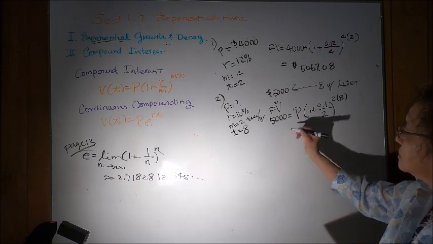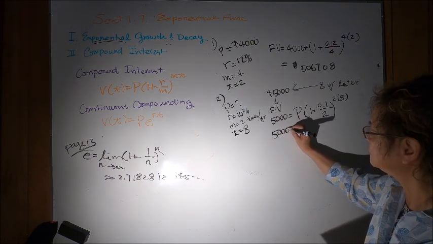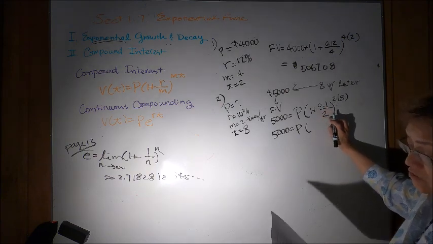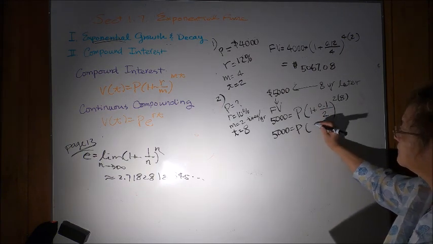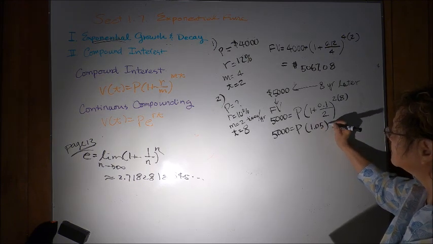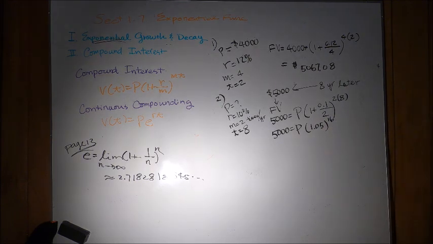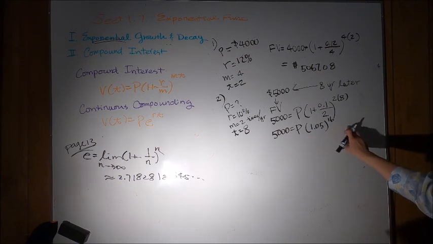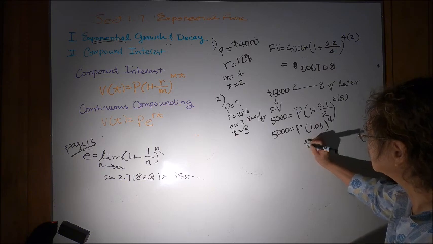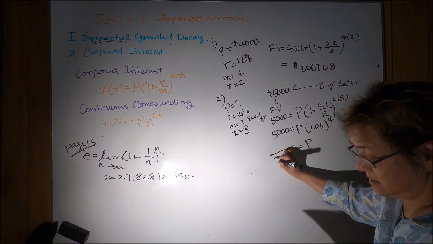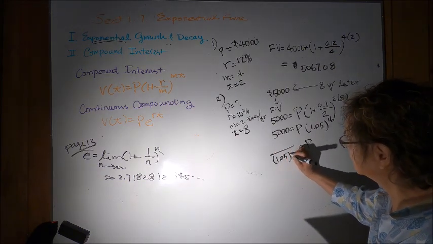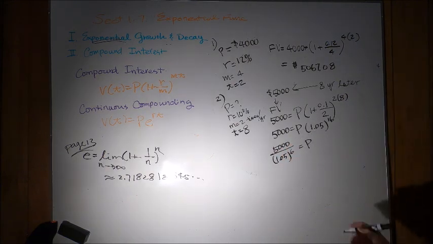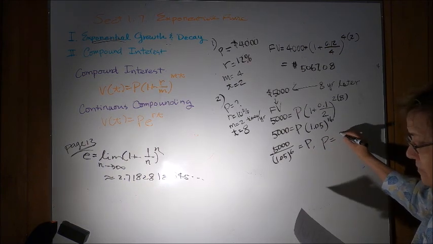So use a calculator, or if you do it by hand, 0.1 divided by 2 is 0.05, so 1.05 to the 16th power. You can use the calculator to do the 16th power. So what's your P? P will be 5,000 divided by 1.05 to the 16th power. So your P would be what?